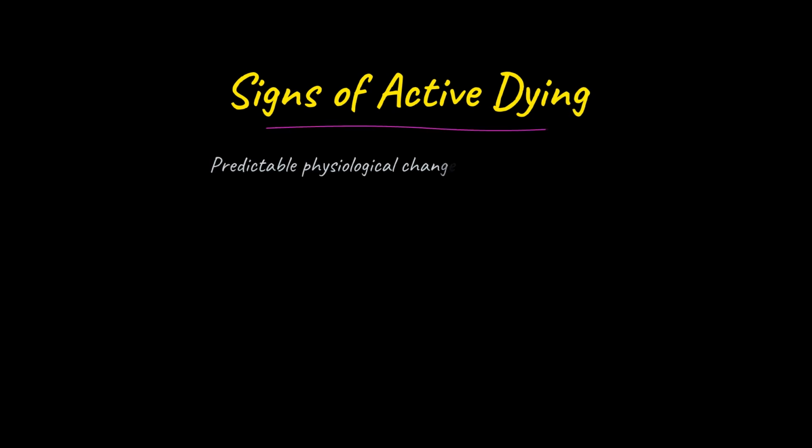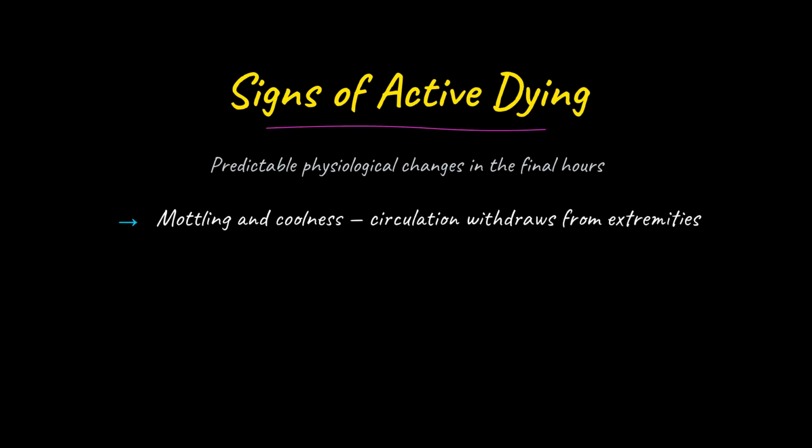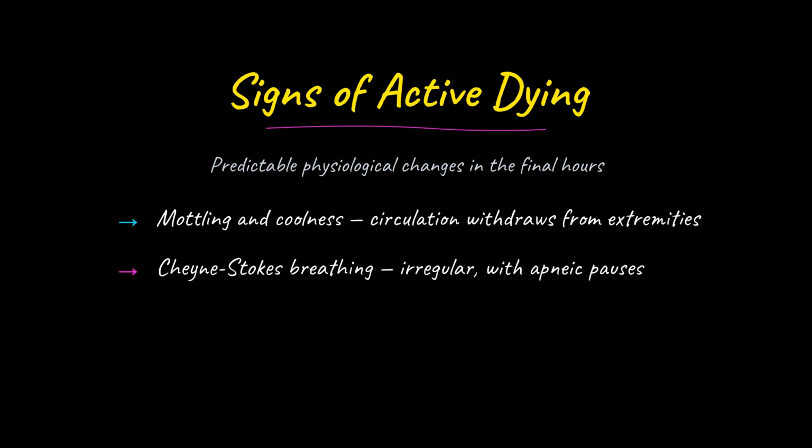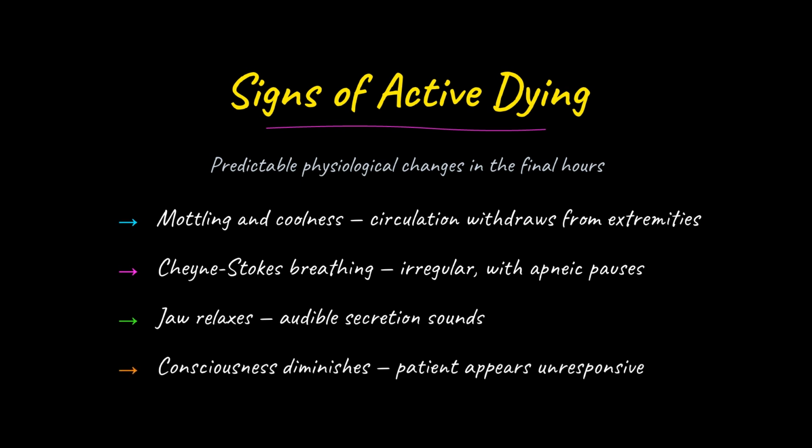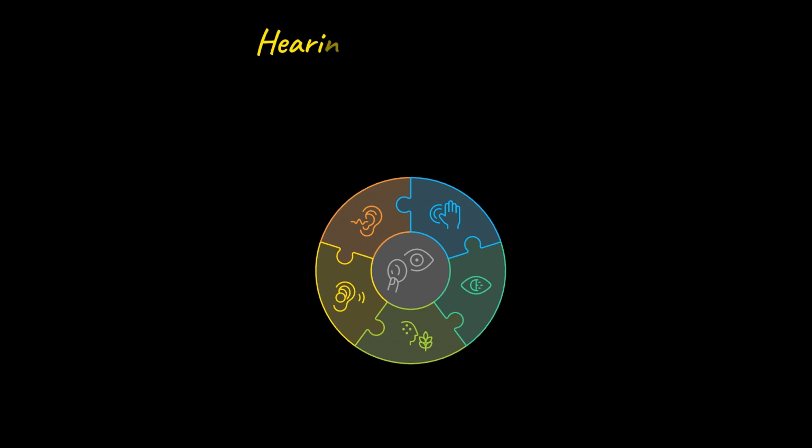When a patient enters the final hours of life, the clinical goal shifts completely from treatment and recovery to comfort and dignity. Understanding what is still happening inside the dying body shapes everything about how care is given. Four predictable changes mark active dying. Circulation withdraws from the extremities, causing mottling and skin coolness. Breathing becomes irregular, the pattern known as Cheyne-Stokes, with pauses called apnea. The jaw relaxes, producing secretion sounds, and consciousness fades, making the patient appear unresponsive.